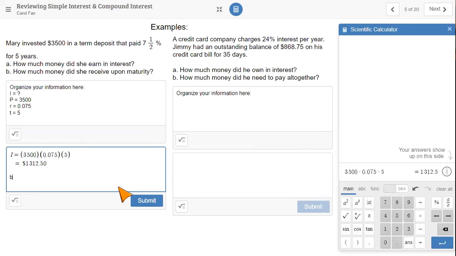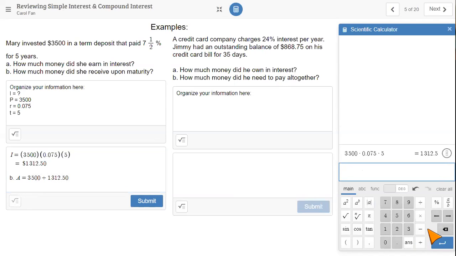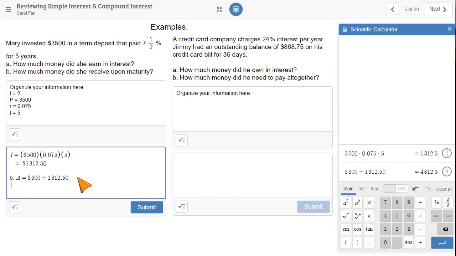Part B, we need to find out what was the total amount she got at the end. So amount is equal to our principal plus interest. $3,500 plus $1,312.50. So at the end, she received $4,812.50.